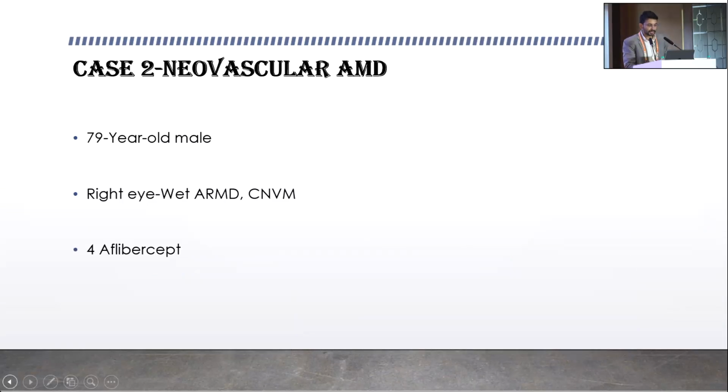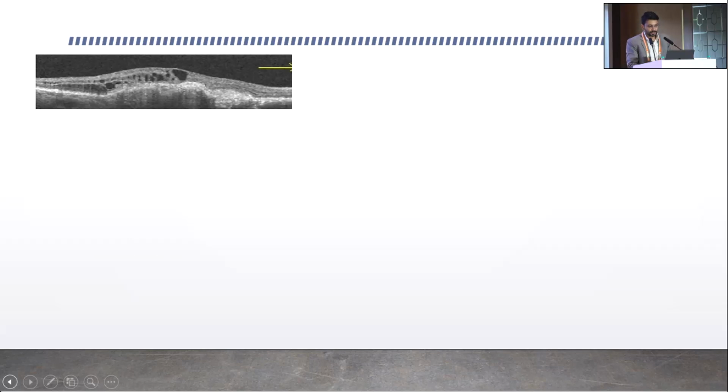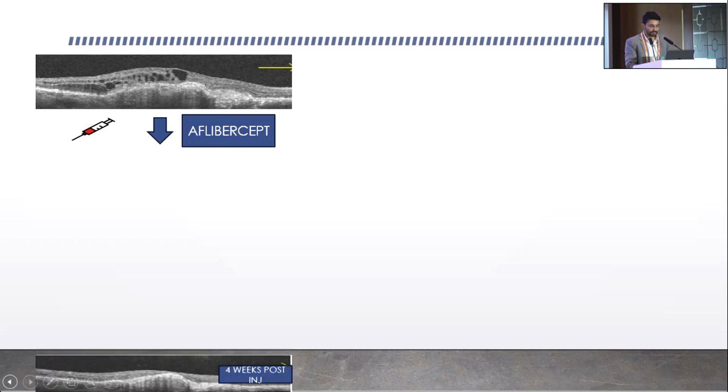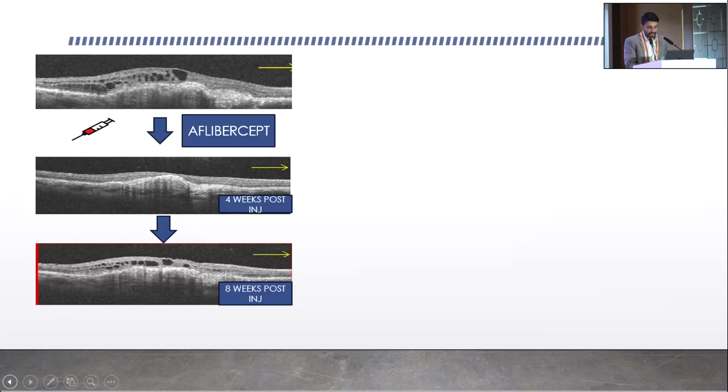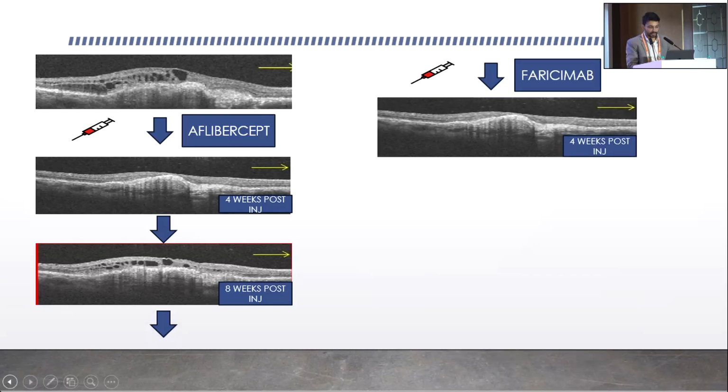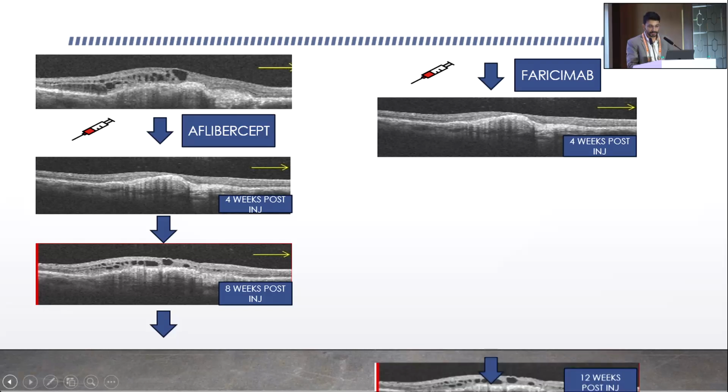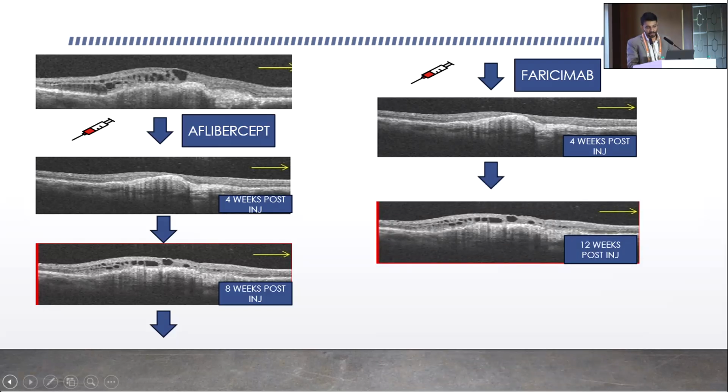The second case is a 79-year-old male with right eye neovascular AMD, CNVM. The patient had received 4 aflibercept injections. We can see IRF with CNVM; aflibercept was given and it resolved after 4 weeks, but there was a recurrence at 8 weeks. At this point, faricimab was injected, and it had resolved well after 4 weeks and maintained till 8, with a recurrence at 12 weeks. So the duration had shifted from 8 weeks to 12 weeks.